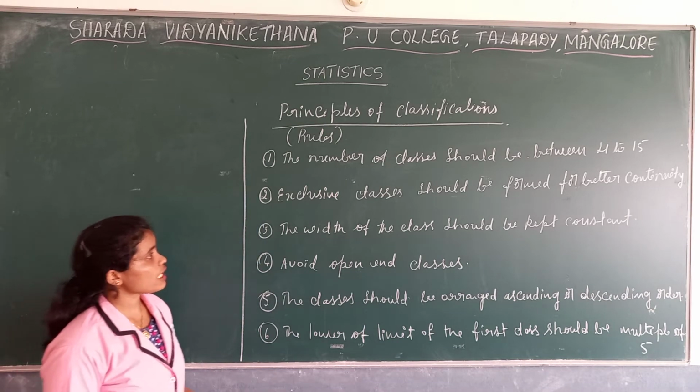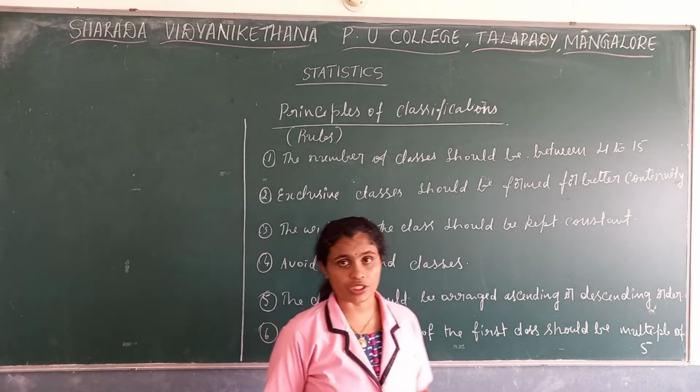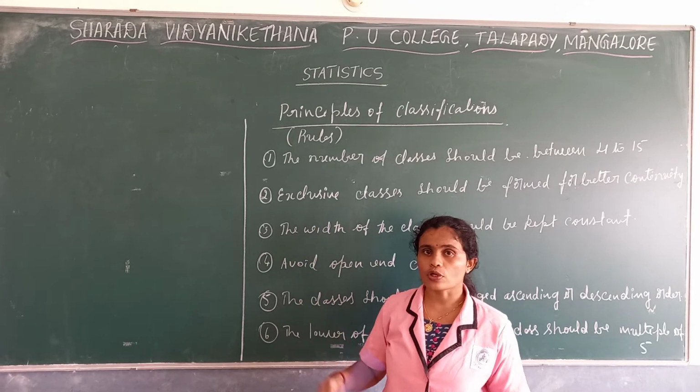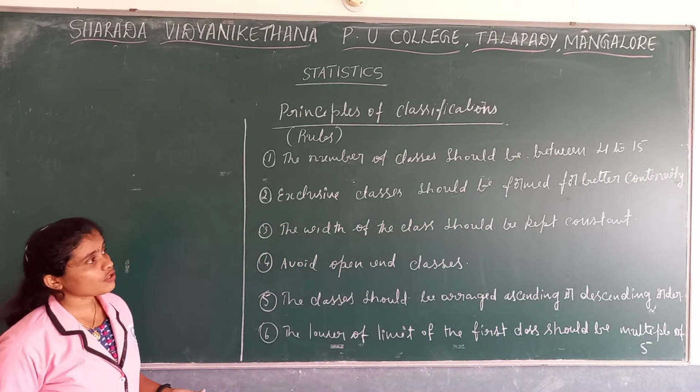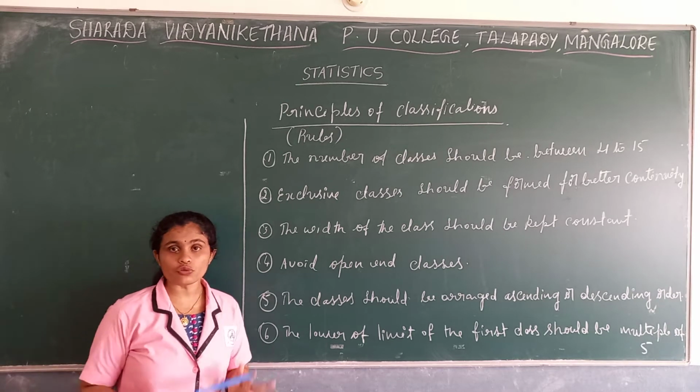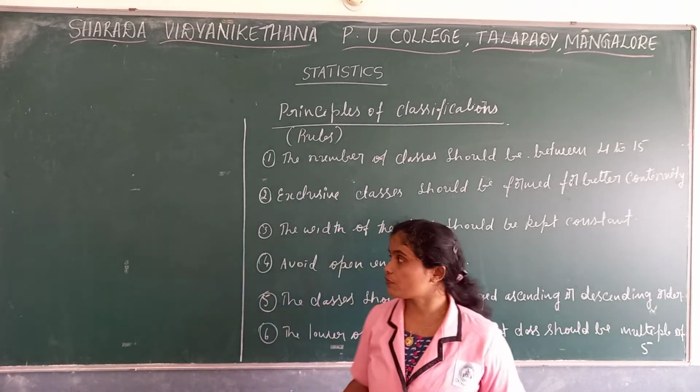The number of classes should be between 4 to 15. The first principle or rule for classification or framing a frequency distribution is that the number of classes should be between 4 and 15.